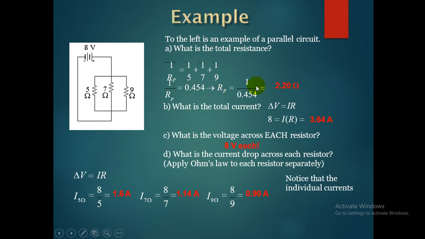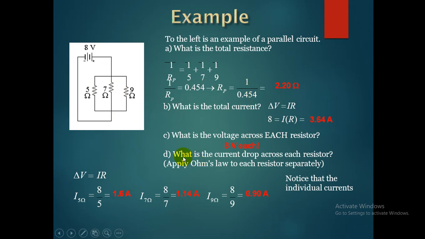And from this, once we know the total resistance in the circuit, we can find out the total current flowing through the circuit. When we know this 8 volt voltage and the total resistance, applying Ohm's law we get the current I, that is 3.64 ampere. And here they asked what is the voltage across each resistor. As we know, this is a parallel circuit connected across the 8 volt, and every resistor maintains the 8 volt voltage across it.